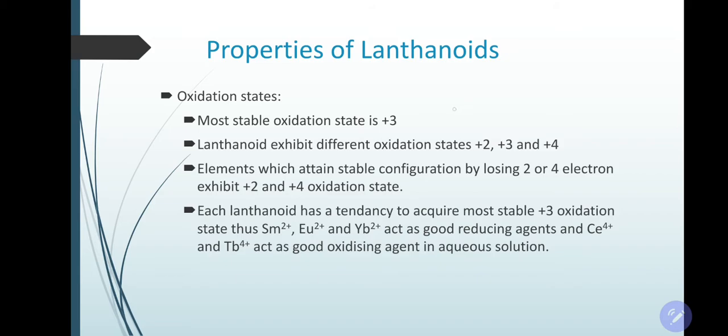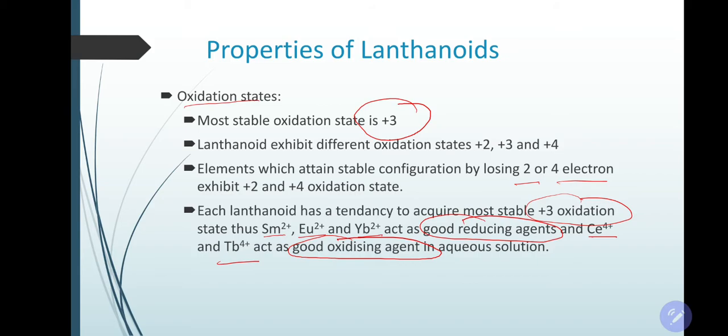Now properties of lanthanoids. First one is oxidation state. Basically lanthanoid will show most stable oxidation state, that is +3, but it will also show the oxidation state of +2 and +4 depending upon its ability to lose 2 or 4 electron during the chemical process or formation of compound. So the lanthanide has tendency to acquire +3 oxidation state. Thus Sm2 plus, Eu2 plus and Yb2 plus act as good reducing agent, whereas Ce4 plus and Tb4 plus will act as good oxidizing agent. Do remember this.